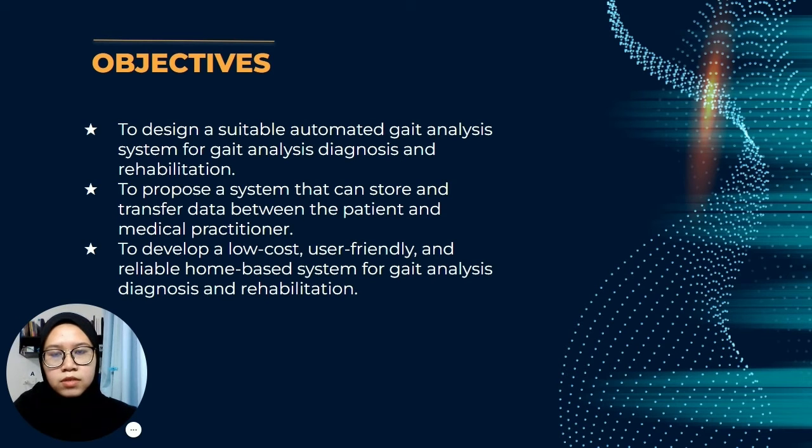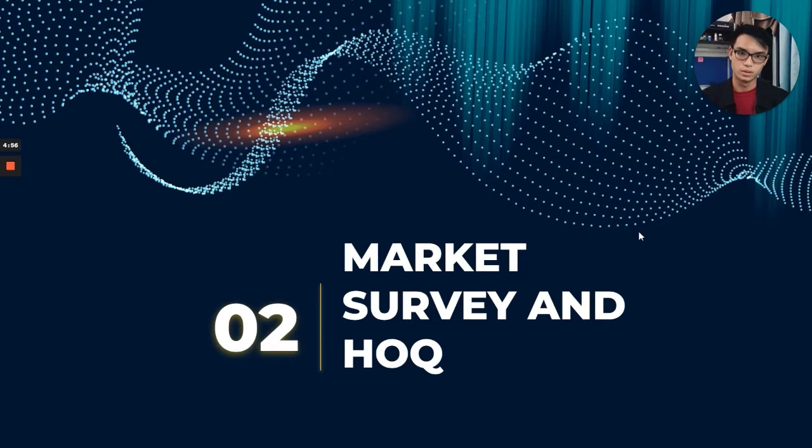And lastly is our objective. First is to design a suitable automated gait analysis system for gait analysis diagnosis and rehabilitation. Second is to propose a system that can store and transfer data between the patient and the medical practitioner. And lastly is to develop a low-cost, user-friendly, and reliable home-based system for gait analysis diagnosis and rehabilitation. That's all. Now, I will explain the details about our market survey and HOQ of our project.